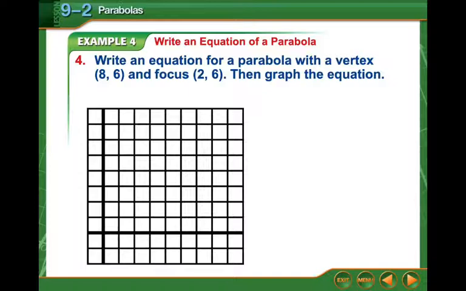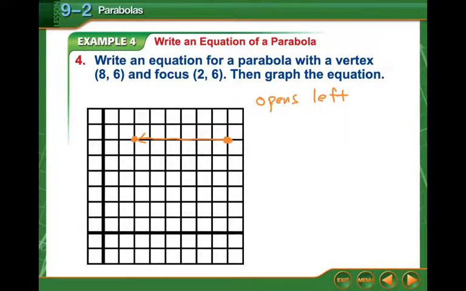So this one here is different. We have the vertex and we have the focus, so we need to graph it from that. So again, our vertex is at 8, 6. So all the way over here. It says the focus is at 2, 6, which is right here. So you can see that the focus is to the left. So that means that's the direction we're going to open towards. So we know that already.